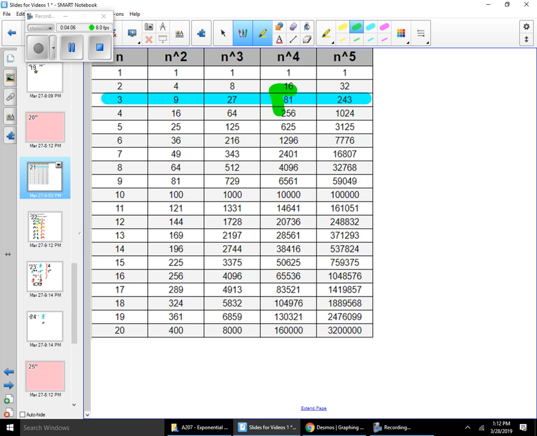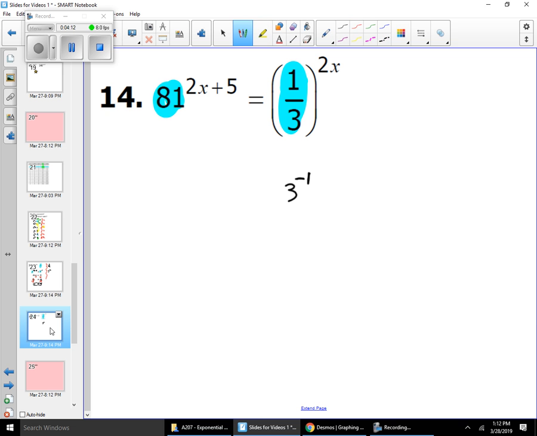Oh, look. 81 is the same thing as 3 to the 4th power. So I can substitute 3 to the 4th power in for 81. Keep in mind there will be a power to a power property on both of these. On the left-hand side, we had that 2x plus 5. On the right-hand side, we had that 2x. And to keep my colors consistent, that red equals just looks really nice in there.